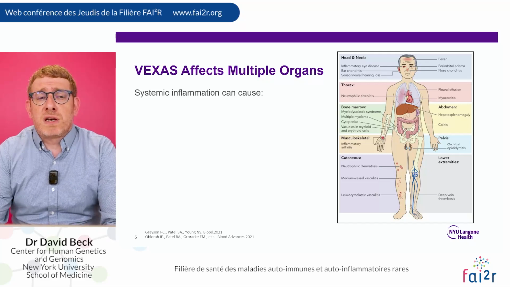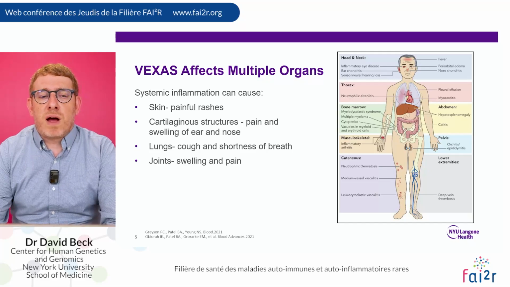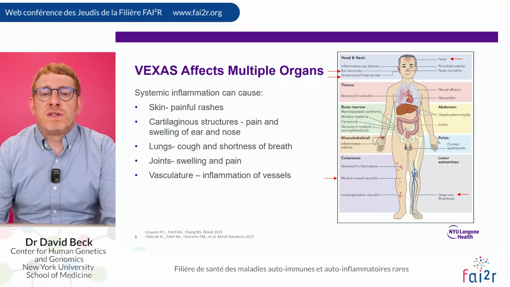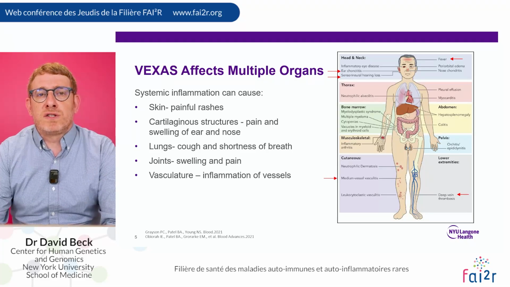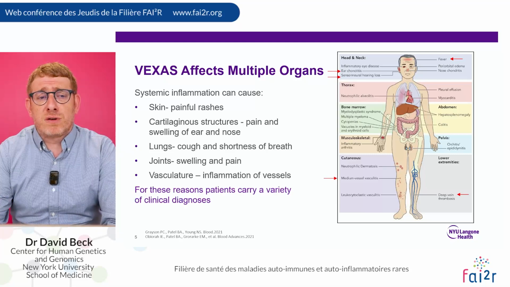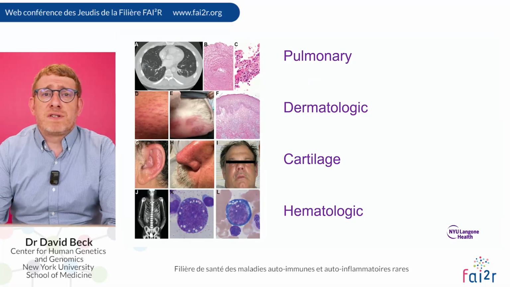So the systemic inflammation can cause skin painful rashes, inflammation of the cartilage, so this is chondritis, with pain and swelling of the ear and nose, inflammation of the lungs, exemplified by cough and shortness of breath, swelling and pain in joints or arthritis and arthralgias, and then inflammation of the vessels, so vasculitides. And just showing you here, this is a graphical depiction of all the different clinical features that should clue you in for when to test for Vexas for a UBA1 mutation. And so here's just highlighting these different clinical manifestations.